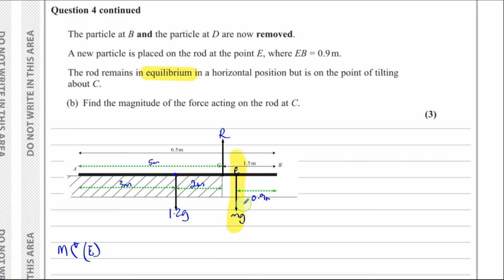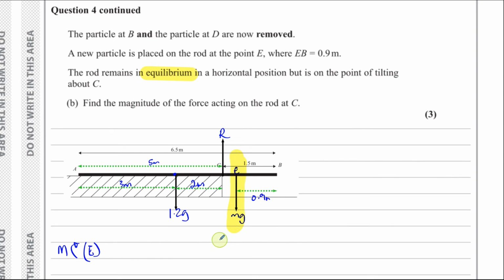Why? Because I don't need to know what mg is. I need to know what R is, the force acting on the rod at C. I need to know what that is, and that will be my only unknown then. I don't have to consider this force then, because we're on the point where we're taking moments about.